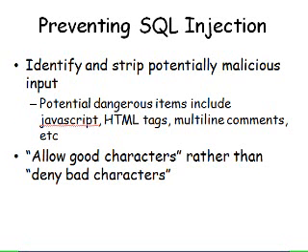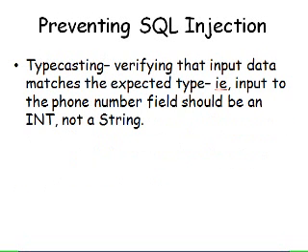So I'm going to talk a little bit about preventing SQL injection. A logical first step in preventing injection is going to be to identify and strip potentially malicious input. This includes things like JavaScript, HTML tags, comments that span multiple lines. Those are generally not things that you want a user to be able to put into your code. A good principle is to allow good characters rather than deny bad characters. So, allowing somebody to choose between characters and numbers is much easier than trying to deny certain characters.